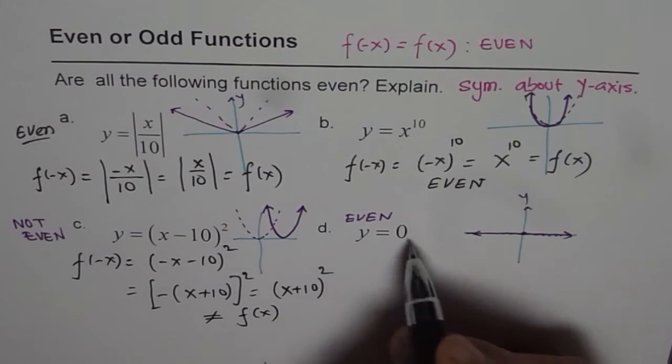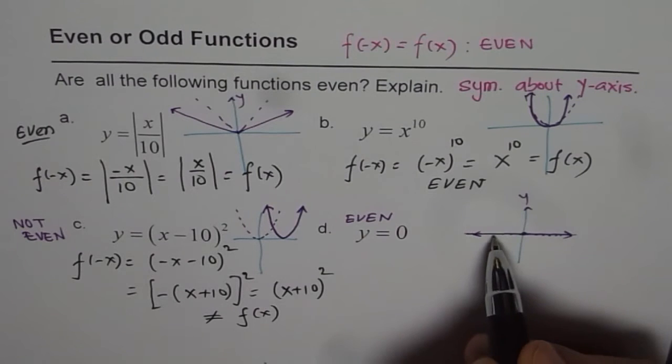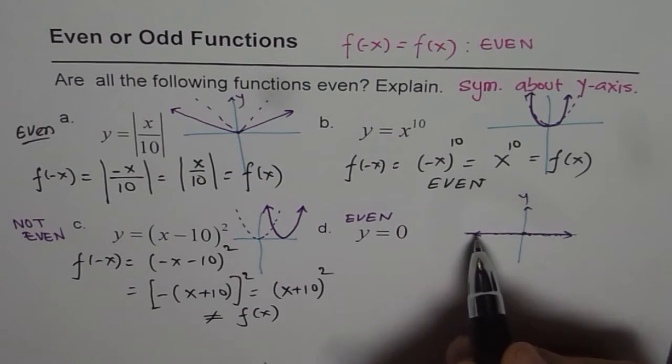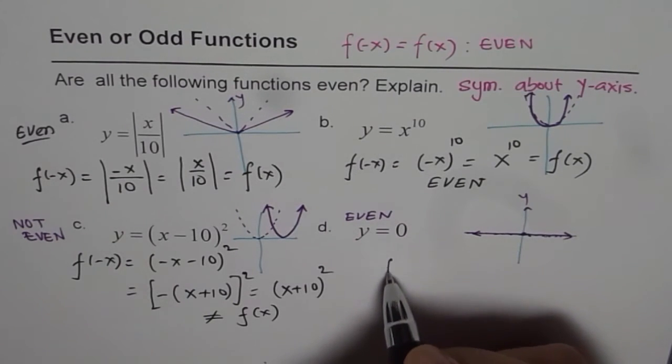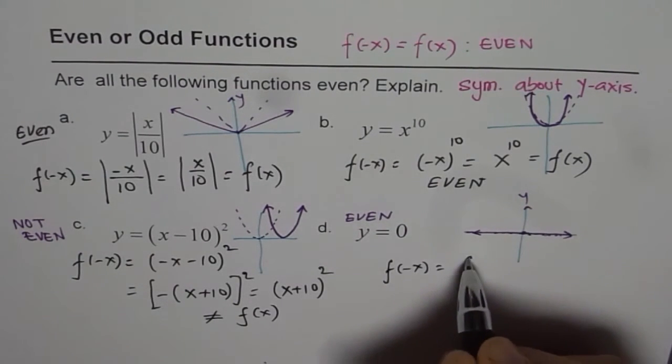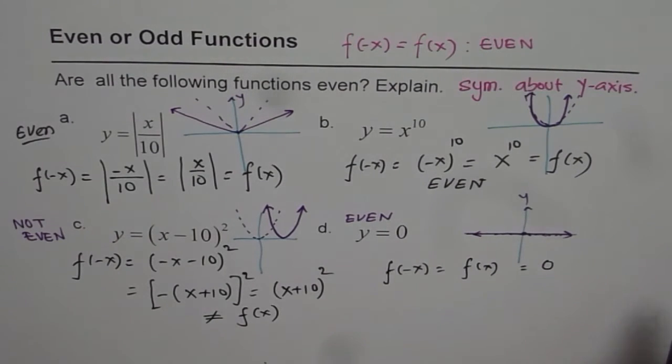Now here y equals 0. There is no x to replace. In fact, for any value of x, y is 0, and from that we know that f of minus x is also the same as f of x. It is just equal to 0. So this is an even function.